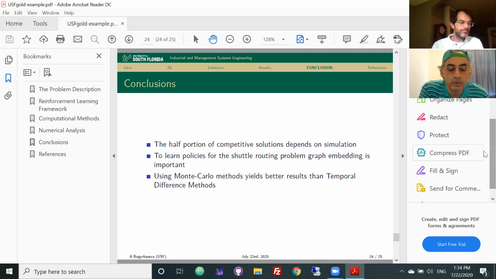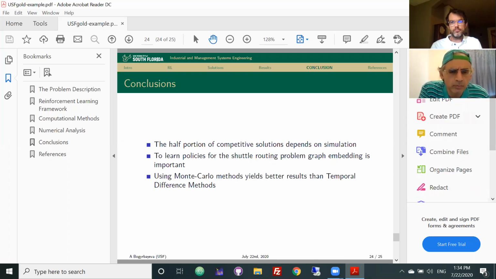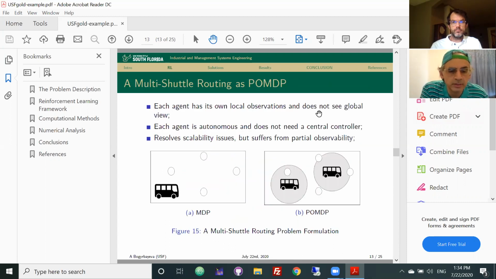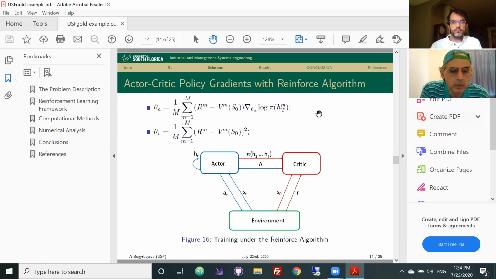Go ahead. Okay, so what do you mean when you say Monte Carlo methods as opposed to temporal difference methods? Are both of these reinforcement learning methods? And the other question I had is, you said the RL algorithm takes a very short amount of time to run. I'm curious how much time the training takes, the learning.